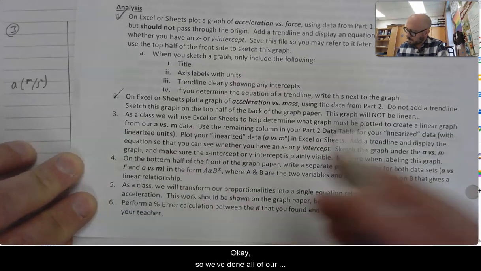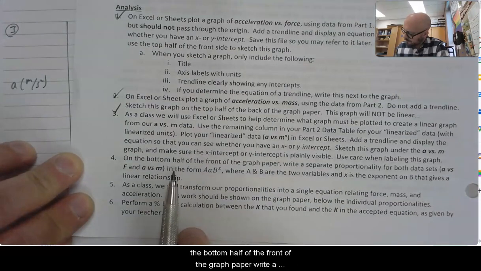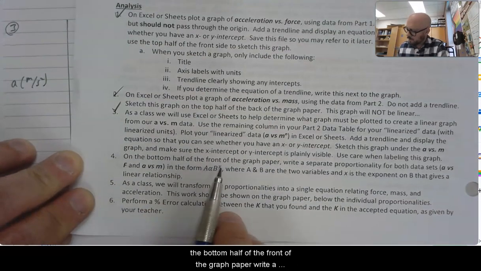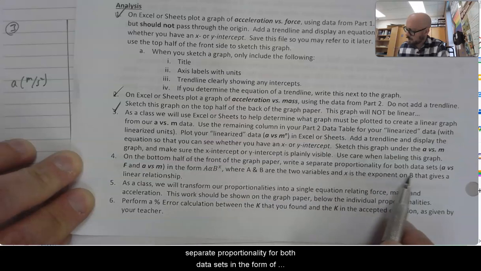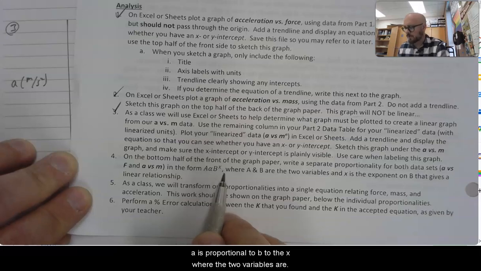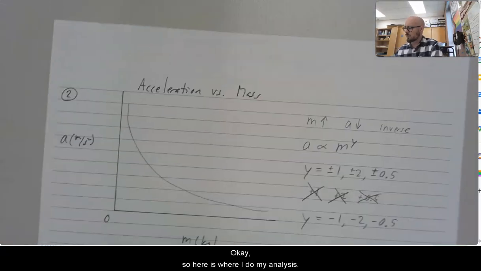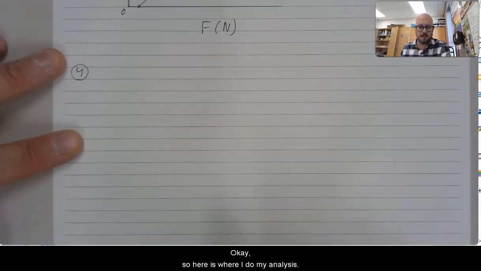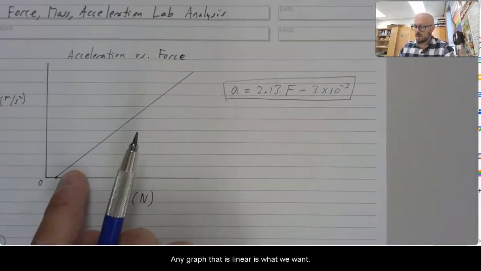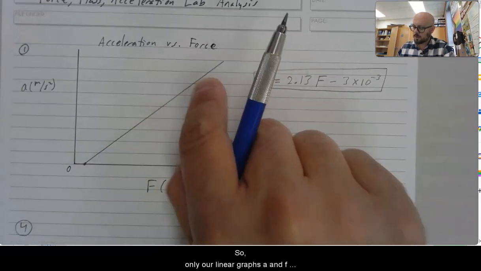Okay, so we've done all of our graphs, and now we're on number 4. On the bottom half of the front of the graph paper, write a separate proportionality for both data sets in the form of A is proportional to B to the X, where the two variables are. Okay, so here is where I do my analysis. Any graph that is linear is what we want. So only our linear graphs.